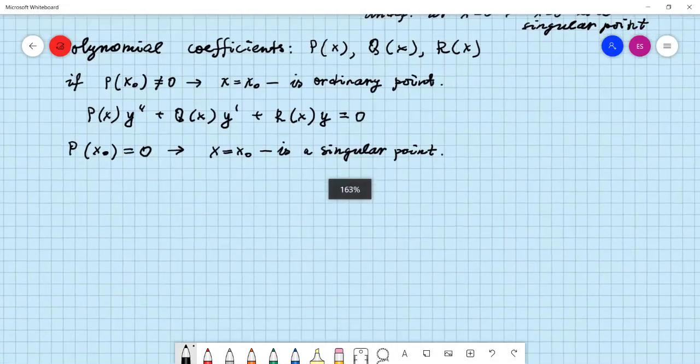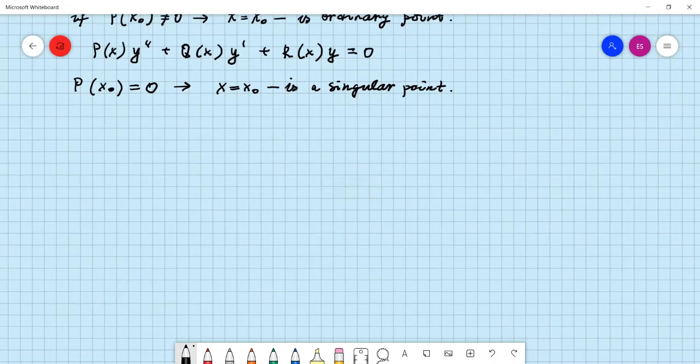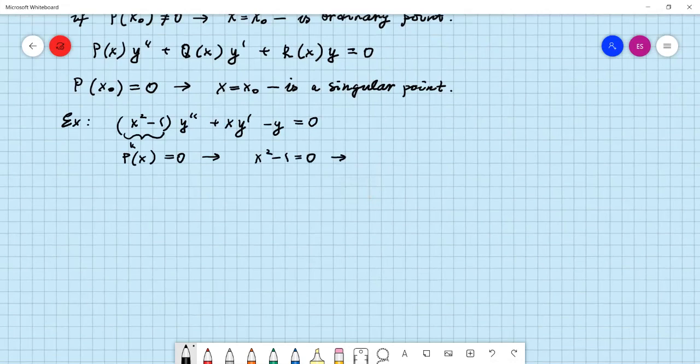Okay, let's consider a couple of examples. Example: (x squared minus 1) y second derivative plus x y prime minus y equals 0. Well, you see that my p is this. This is my p of x. If I set it equal to 0, I'm going to see that x squared minus 1 equals 0 has two solutions, x equals plus 1 and minus 1, right? So these are singular points.